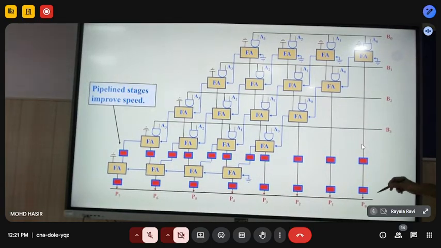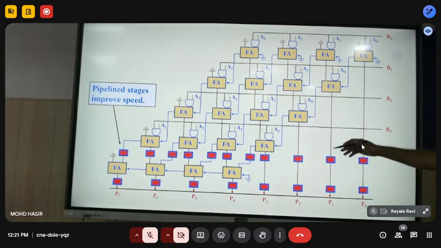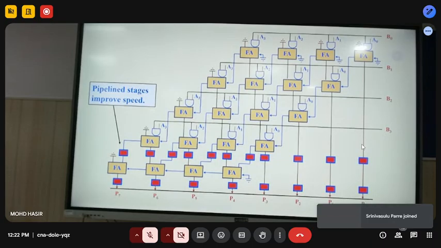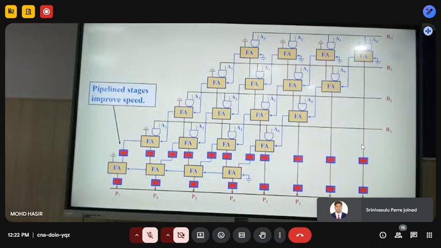Even though you are not looking for this, you have to insert so that synchronization between the result bits will take place. Clear? Is that clear? So when you write papers, you be careful.